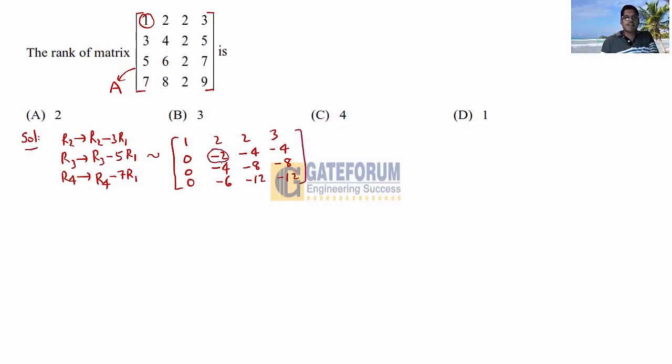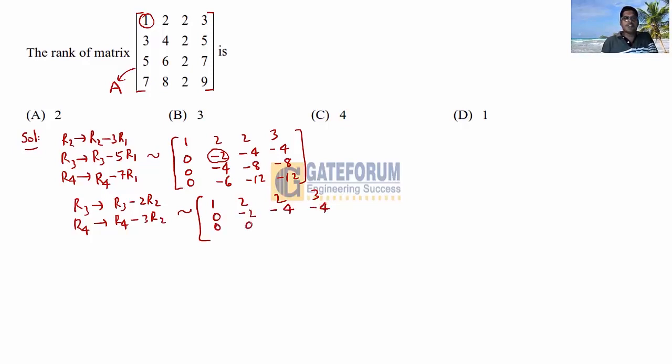Now this is the next diagonal element. Make the elements below it zero. Applying R3 changes to R3 minus 2R2, and R4 changes to R4 minus 3R2, we get another equivalent 4 by 4 matrix, for which R1 and R2 remain the same: 1, 2, 2, 3; 0, minus 2, minus 4, minus 4. The third and fourth rows become 0, 0, 0, 0. So the diagonals are 1, minus 2, 0, 0, and below that zeros: row echelon form.